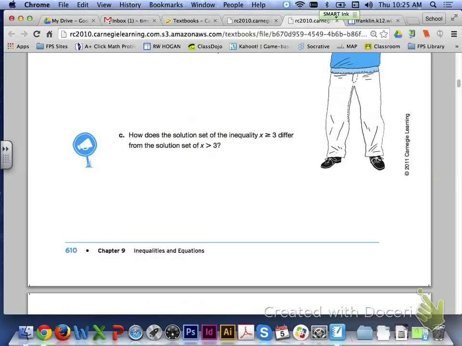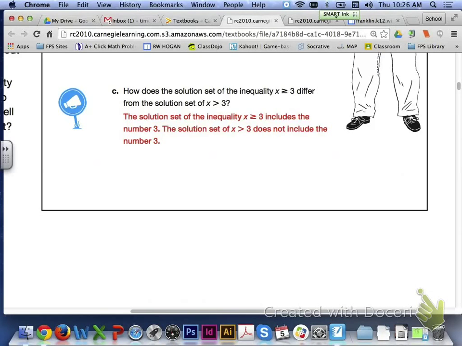If we take a look at letter C, it says, how does the solution set of the inequality x is greater than or equal to 3 differ from the solution set of x is greater than 3? So take a look back at letter A and letter B and see if you can figure out what the difference is. The solution set of the inequality x is greater than or equal to 3 includes the number 3. The solution set of x is greater than 3 does not include the number 3.